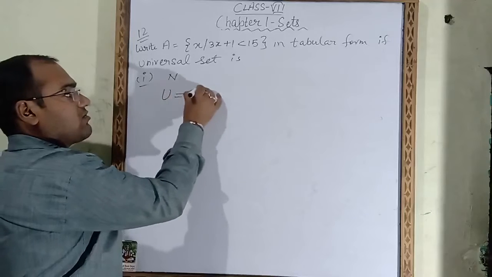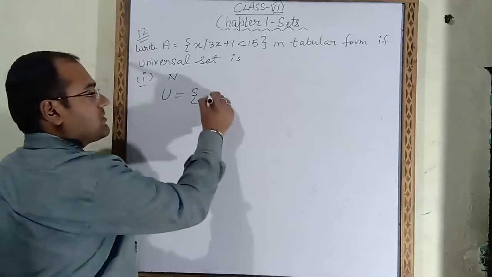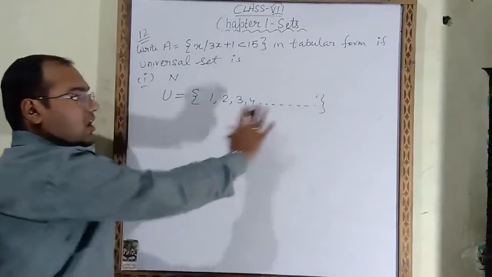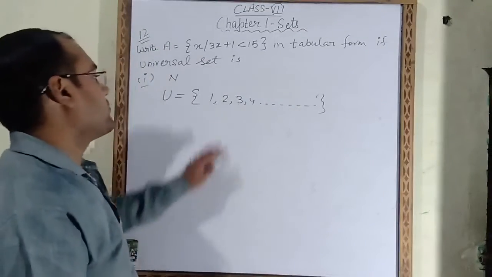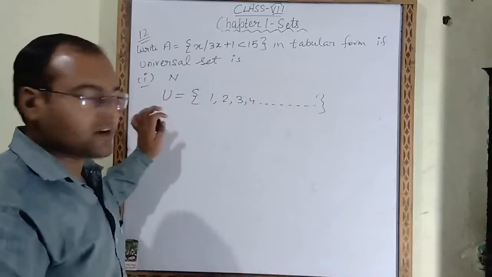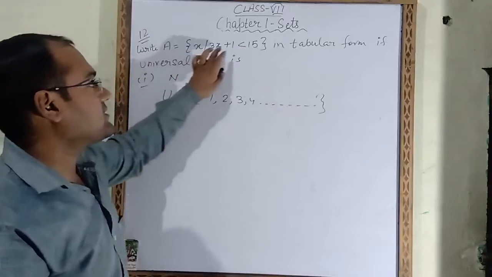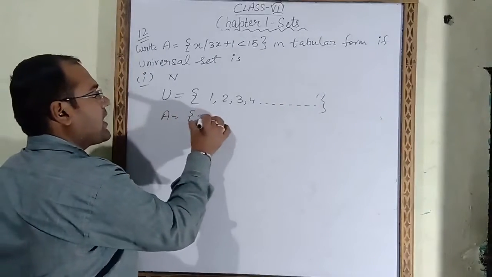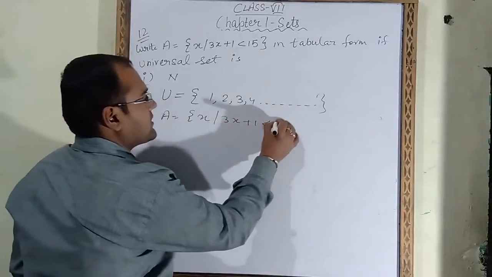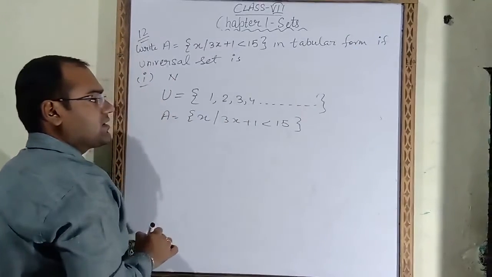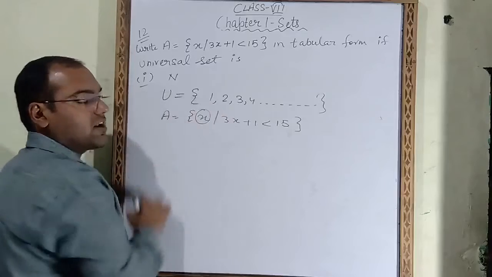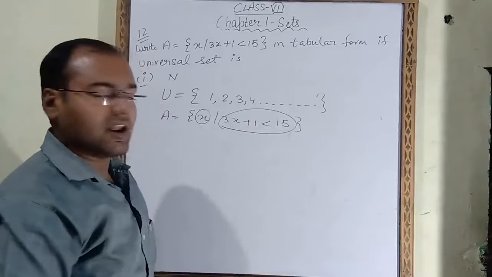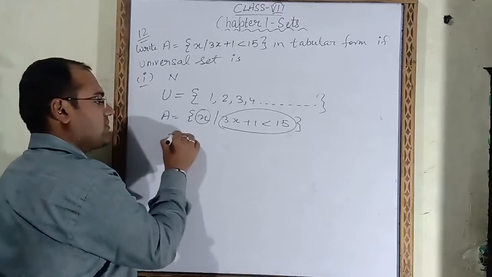So first of all, we have to write the universal set. Natural numbers are 1, 2, 3, 4 and so on. Now we have to write a set in the tabular form. What is set A? Set A is x such that 3x plus 1 is less than 15. So in set A we have to write the values of x, and the statement given is 3x plus 1 is less than 15. So we will use this statement here.